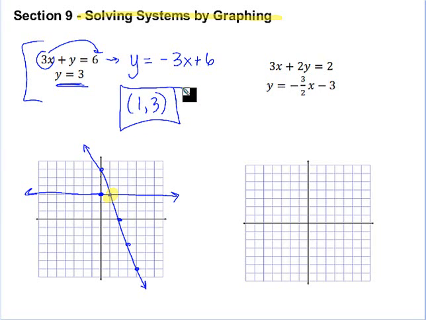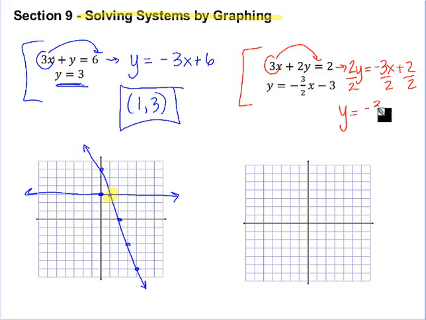Okay, second problem. Once again, we're going to take a look at these two equations. We need them both in slope-intercept form. So this top one here, I've got to move that 3x over first. So I'm going to have 2y equals negative 3x plus 2. And then to get the y alone, I'd have to divide it all by 2. So I'd have y equals negative 3/2 x plus 1.